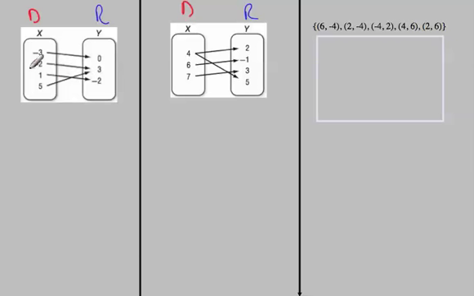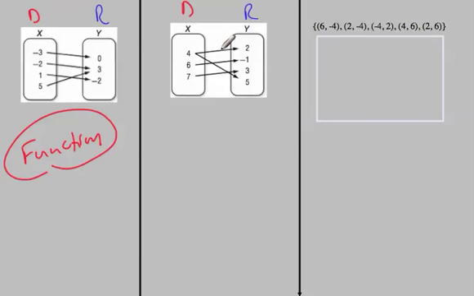So the domain here has a single relationship to the range. There's only one output for every input. When I start at -3, I only come out at 0. When I start at -2, I only come out at 3. So this is a function.